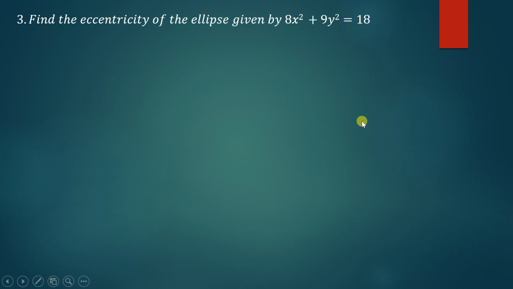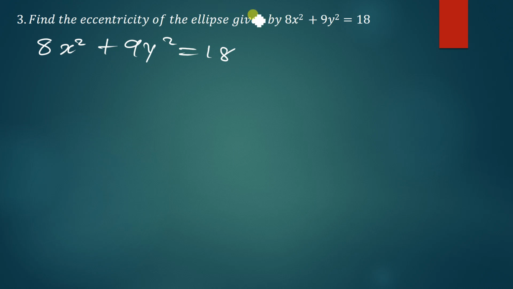So this is the other question that I gave you as the exercise. The question says, find the eccentricity of the ellipse given by the equation 8x squared plus 9y squared is equal to 18. So now we've been told to find what the eccentricity is of this equation. We know that the eccentricity of the ellipse is given by c over a. So now this is the formula.